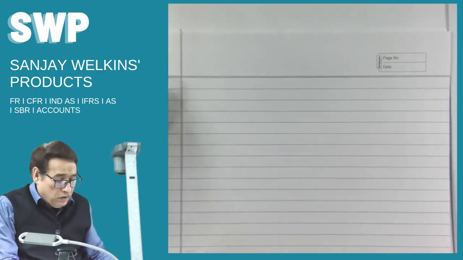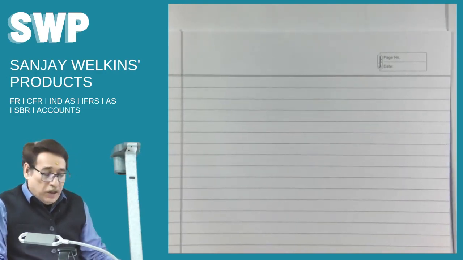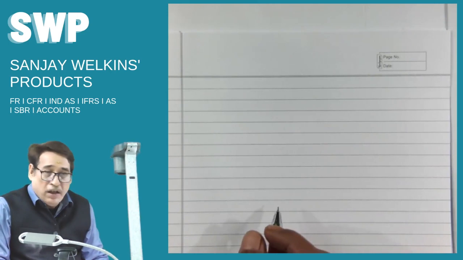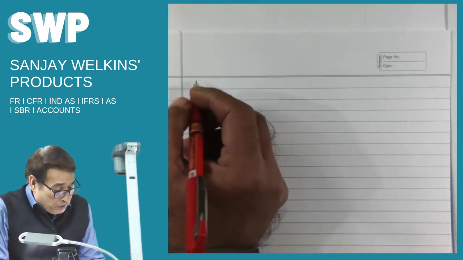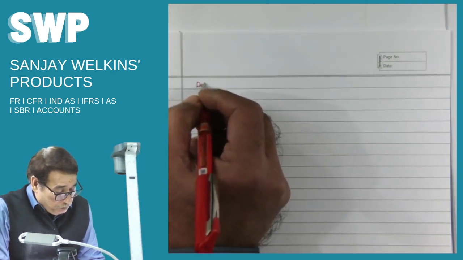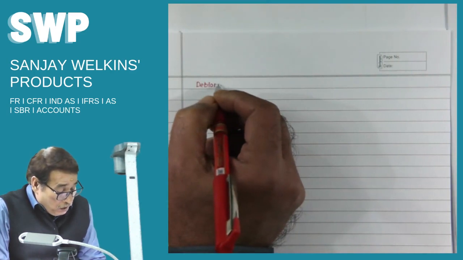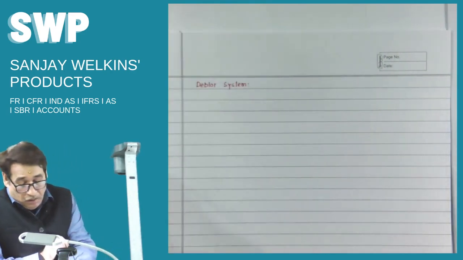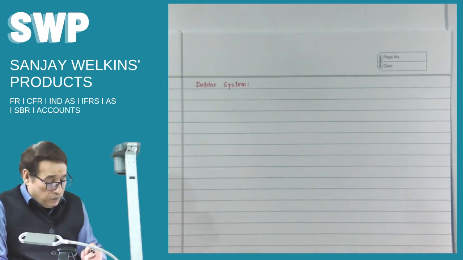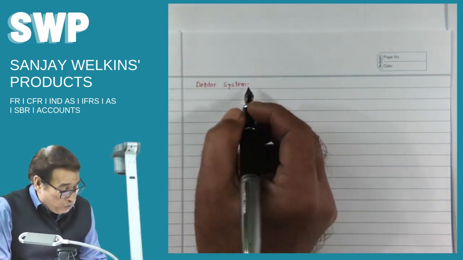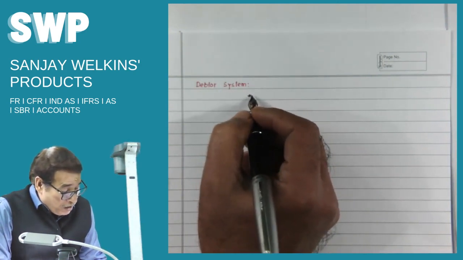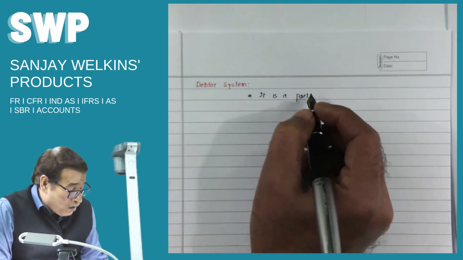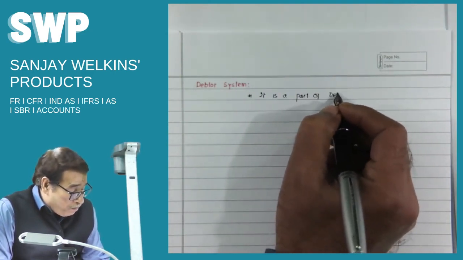So after having a little bit of an overview regarding branches, when we left in the last session, we were discussing what we call the debtors system, and what we discussed over there, we are going to write it now. Debtors system. As we discussed in the last session, the debtors system basically is a part of the dependent branches system. The first point you should write: it is a part of dependent branches.